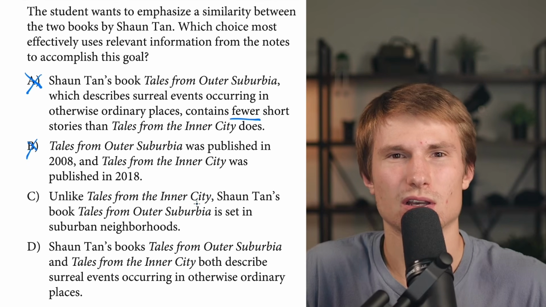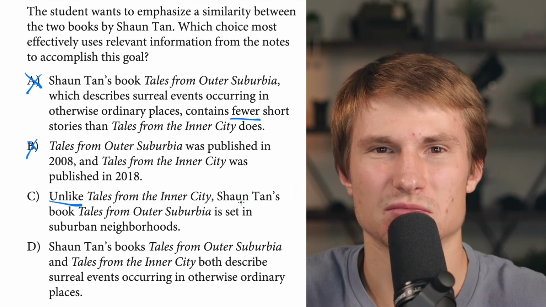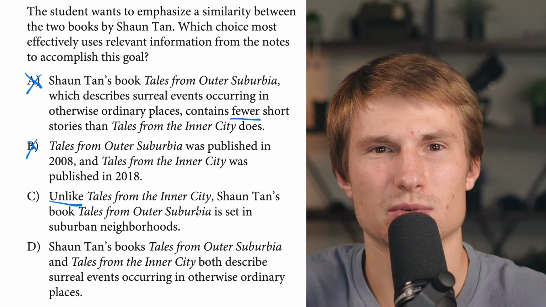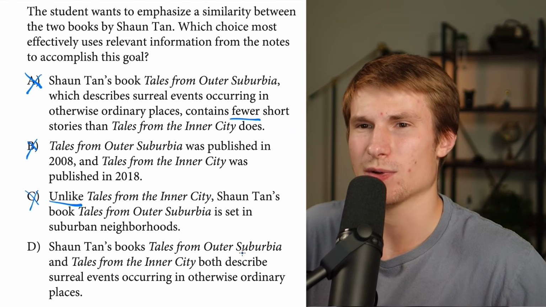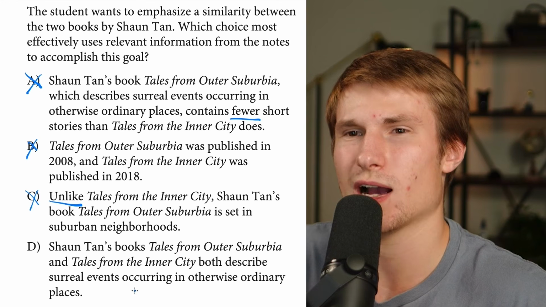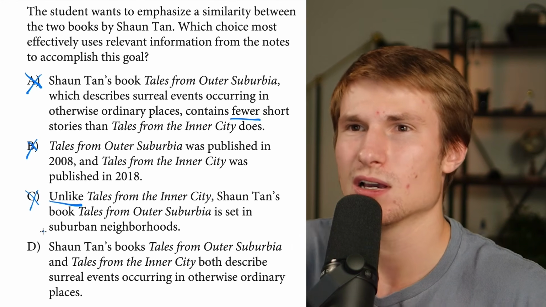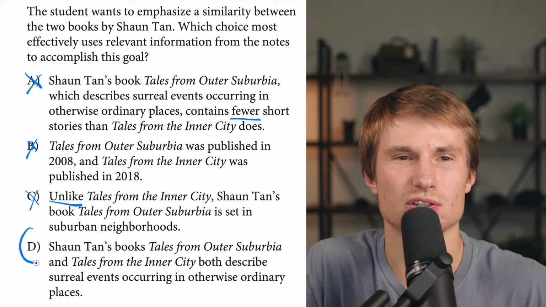C, unlike Tales. Okay, so unlike pretty much means we're going to have something that is dissimilar. Xuan Tan's book is set in suburbia. Okay, that wouldn't make sense. D, Xuan Tan's books, Tales from Outer Suburbia and Tales from Inner City, both describe surreal events occurring in otherwise ordinary places. That is emphasizing a similarity between the two books, so D would have to be our answer there.